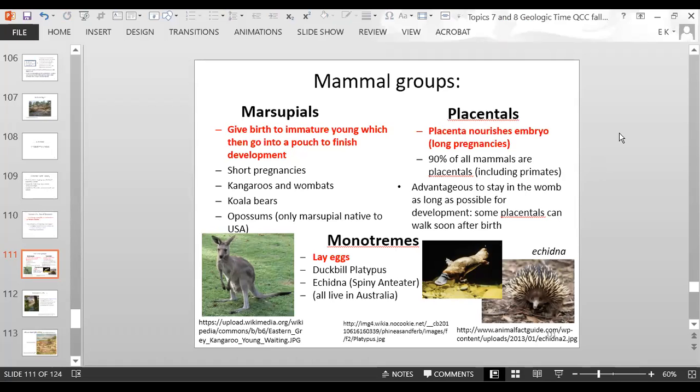Then we have placentals. Those are mammals that use a placenta to nourish the embryo. They have long pregnancies. 90% of all mammals are placentals, including us. We are part of the primates. So primates all are placentals. Now, monotremes lay eggs. They are mammals that lay eggs. And that includes the duckbill platypus, shown here.